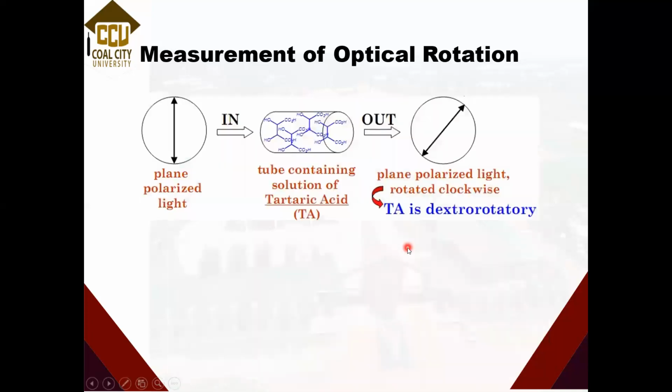Okay, let's see here. Look at, for instance, this is our plane polarized light. We have already passed this light through a polarizer. Then it goes into our tube, which is our sample tube. This sample tube is containing what? Tartaric acid. Tartaric acid is optically active because it has chiral carbons. So once it passes through tartaric acid, when it comes outside, the plane polarized light will be rotated. Now look, the plane polarized light is rotated clockwise. Can you see the direction it is moving?